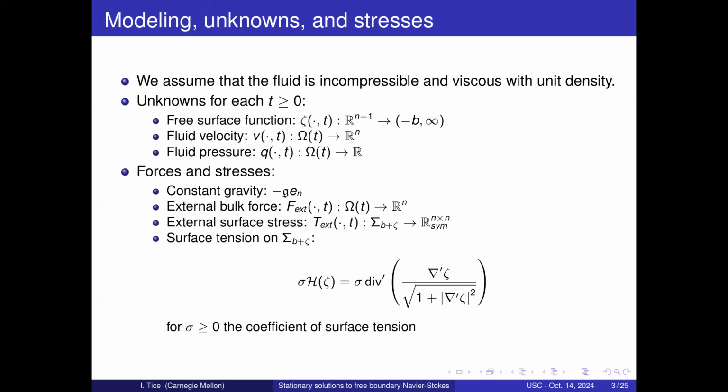We will assume that there is an externally applied bulk force, F external, that acts in the fluid, so in omega of t. And I will say quite a bit more about these in a moment, so don't forget these things. And there will also be an external surface stress, T external, which is defined on the free interface and takes values in the symmetric n-by-n matrices. This is really just a continuum mechanics thing, where one typically thinks about applied stresses as being symmetric tensors. It's not essential at all. And so if you just want to think about this as an arbitrary n-by-n matrix, that's totally fine as well.